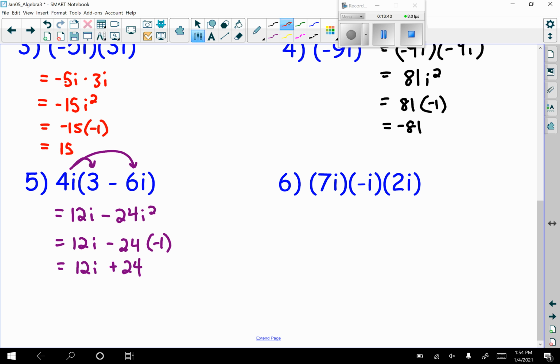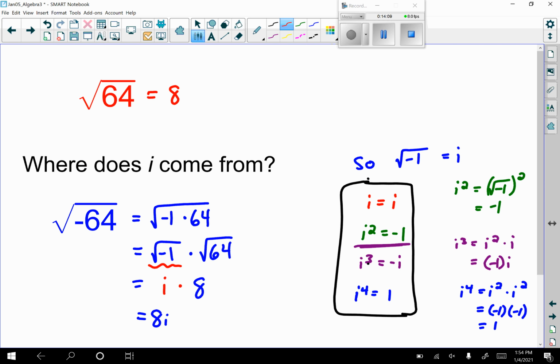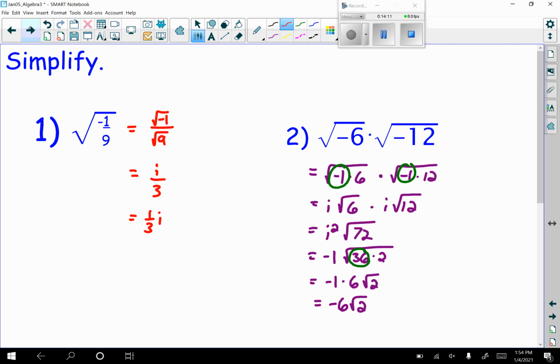Looking at number 6, really what we have in front here is a 7i, then we could think of this times a -1i, then times 2i. So I can go ahead and multiply all the coefficients together. 7 times -1 is -7. -7 times 2 is -14. And then I have i times i, which is i squared... or rather, we could show this as 14 times i squared times i. It doesn't matter however you want to work this out. But if you go back to the chart, i cubed is -i.